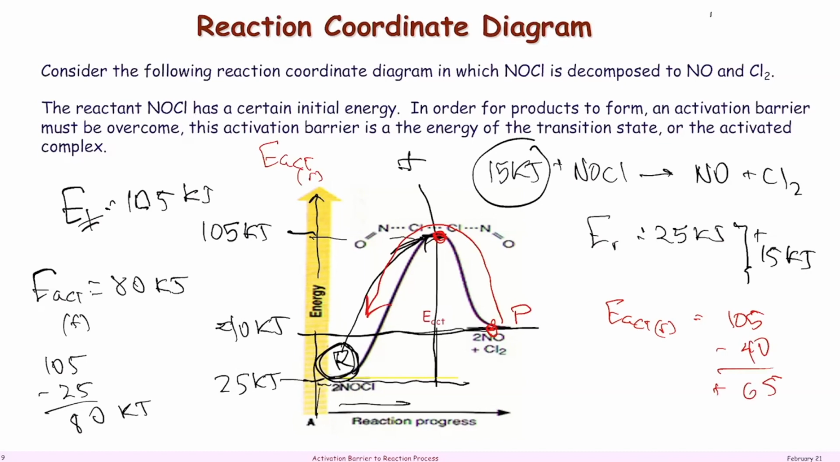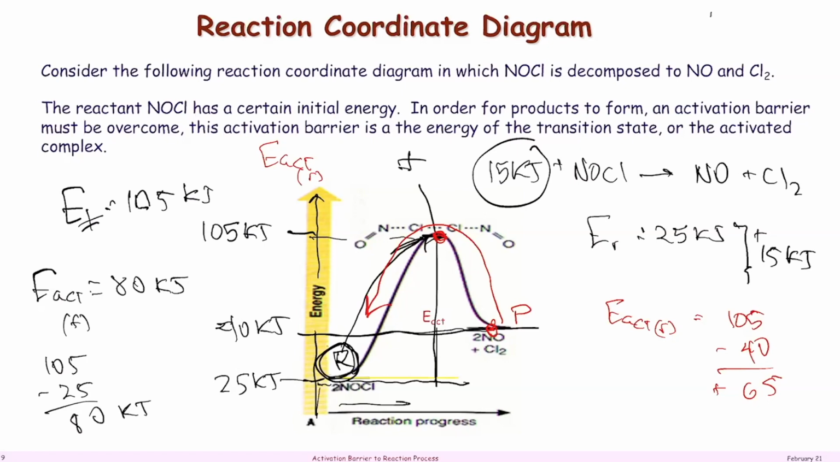These things are always positive, always positive. Delta H, energy of the reaction, can be negative, but the activation energies are always positive. They always have to go uphill. They never go downhill. If they go downhill, then you have a well and it's going to stick there. So activation energy, whether it's in the forward or the reverse direction, is positive.